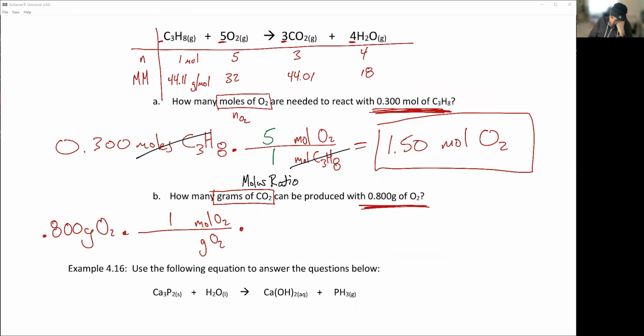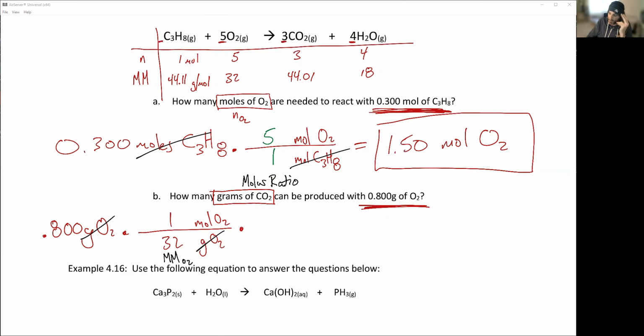So 1 mole of O2 is 32 grams of O2. Where did that come from? That is simply the molar mass of O2. All right, so that's step 1. At that point, if I cancel grams of O2, I would have moles of O2.